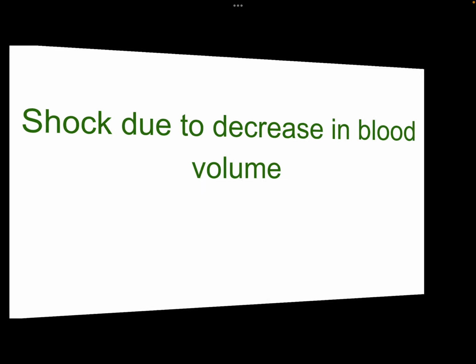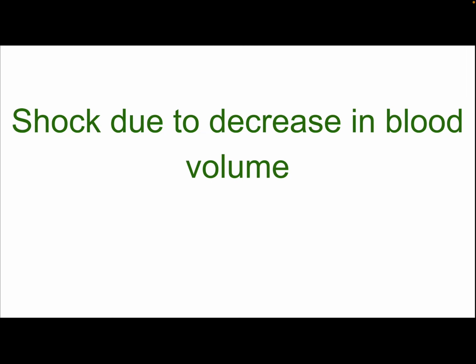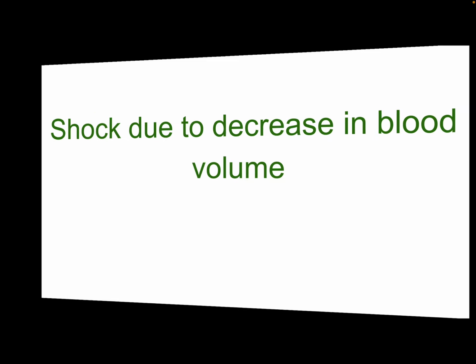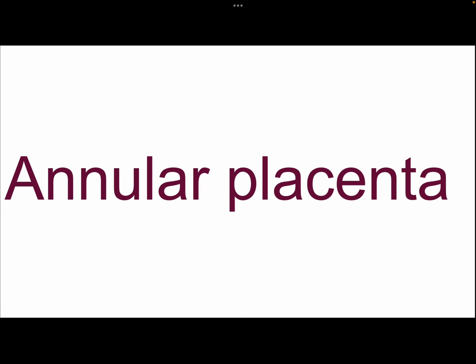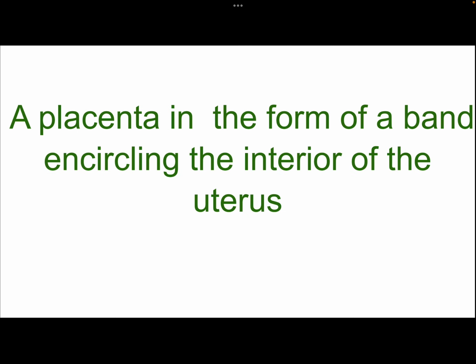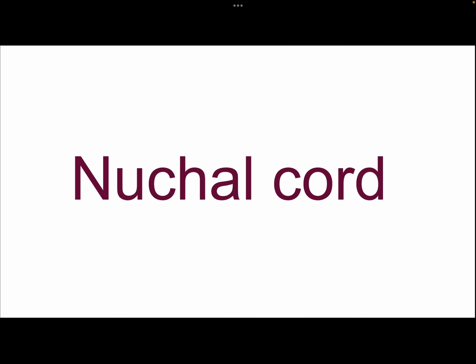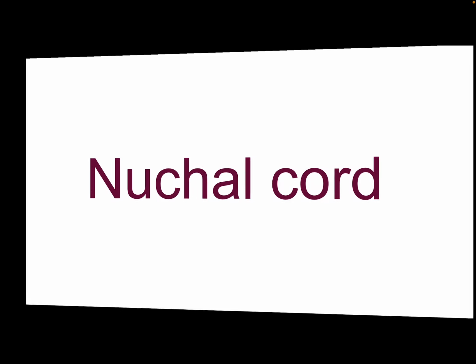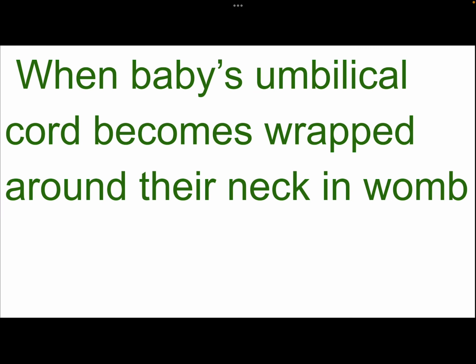Hypovolemic shock: shock due to decrease in blood volume. Annular placenta: a placenta in the form of a band encircling the interior of the uterus. Nuchal cord: when the baby's umbilical cord becomes wrapped around their neck in the womb.